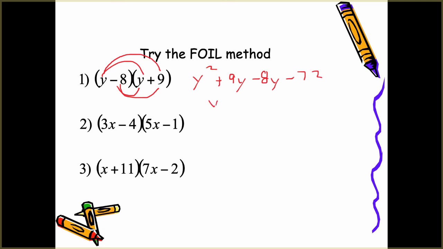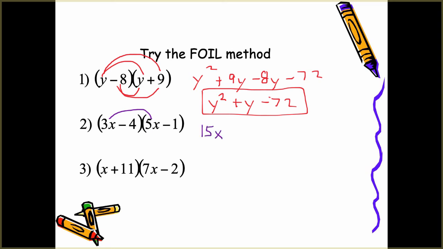We then combine like terms. We have y squared, 9y minus 8y is y, and the negative 72. And there's your simplified version. For the next one, again, we take the first term times the first term. We get 3x times 5x. We get 3 times 5, which is 15. x and x is x squared.